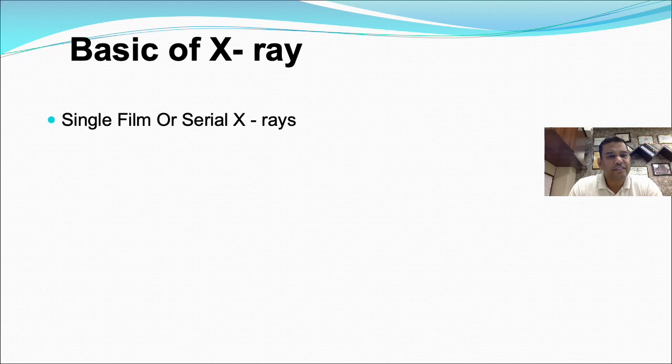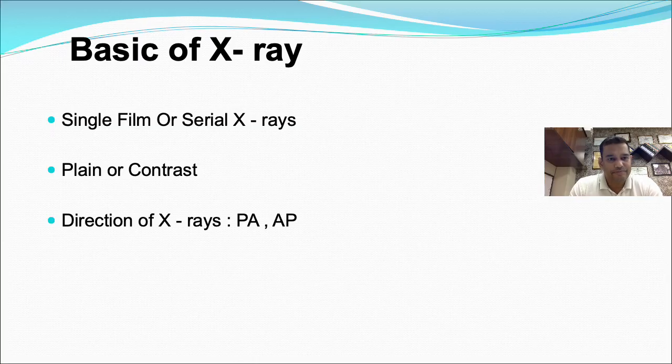So basics of X-rays. When you are having an X-ray, it can be a single film or it may be serial films, multiple films taken over time. An X-ray can be a plain X-ray or it can be a contrast X-ray, where we have given some contrast. How do you know it's a contrast X-ray? That will be discussed in later slides.